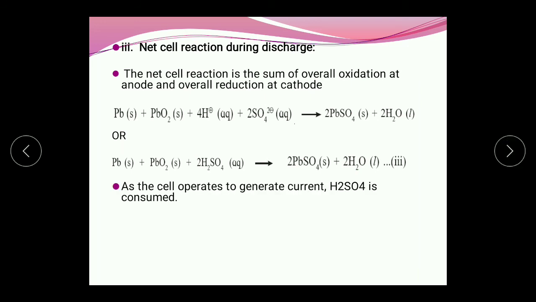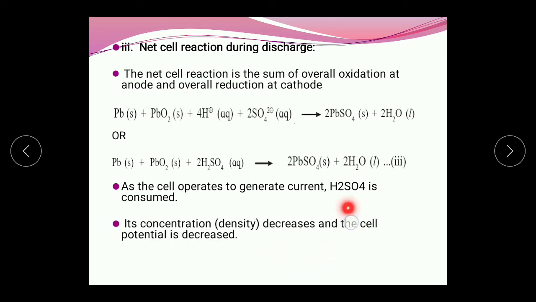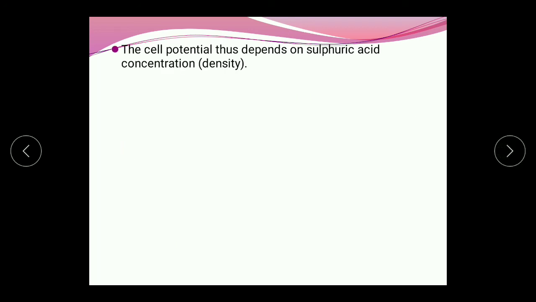Now, when the cell operates, these reactions are occurring at the anode and cathode, and this redox reaction generates current. H2SO4 is consumed, so its concentration decreases as it is consumed and H2O is produced. Its concentration goes on decreasing, and the cell potential also decreases. The cell potential completely depends on the concentration or density of the sulfuric acid. Then, when we have to stop and when we have to start recharging, we will see in detail in the next session.